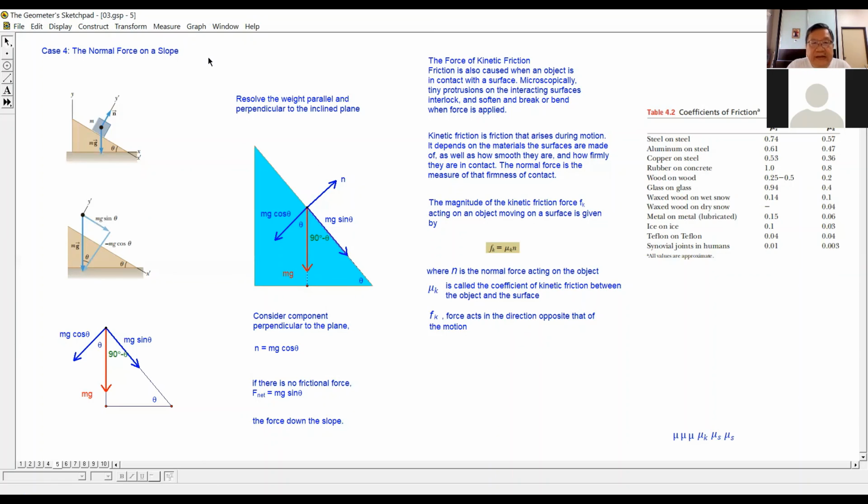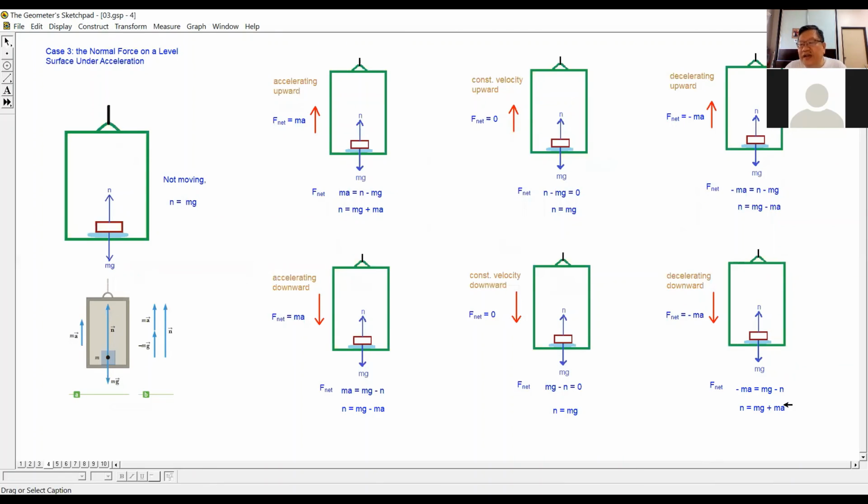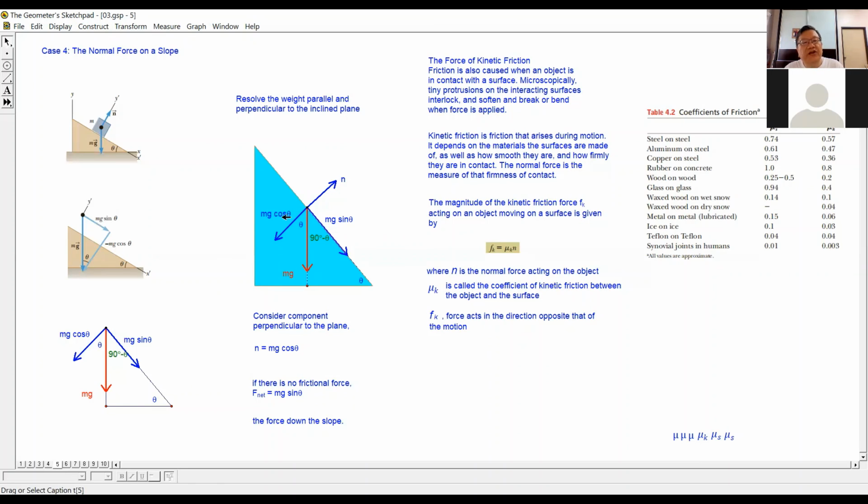So what does this case show us? This case tells us that the normal reaction is equal to mg cos theta. That's all. Whereas in the other cases, normal reaction is mg plus mass times acceleration, mg minus mass times acceleration, and so on. So in this case, normal reaction is mg cos theta.